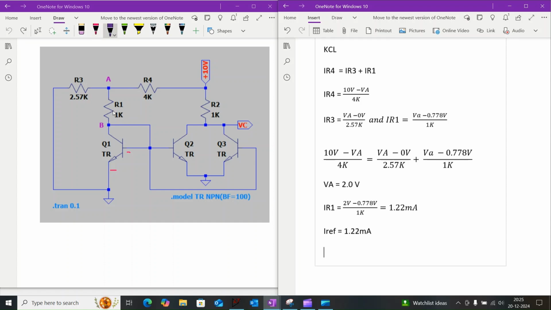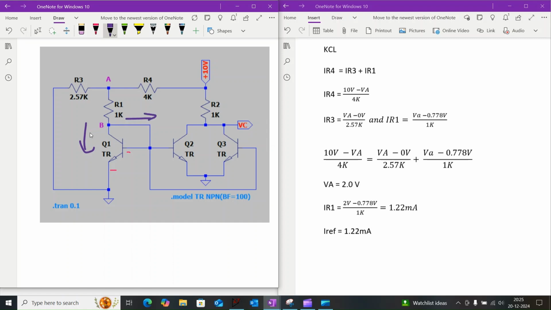This current across the resistor R1 is divided into two branches. One is in this direction and another one is in this direction. This direction current we can consider as IC, the collector current across the transistor Q1, and this current we can consider as the base current of the three transistors, Q1, Q2 and Q3. The base current can be given as IC divided by beta.